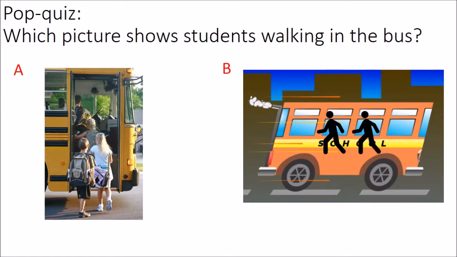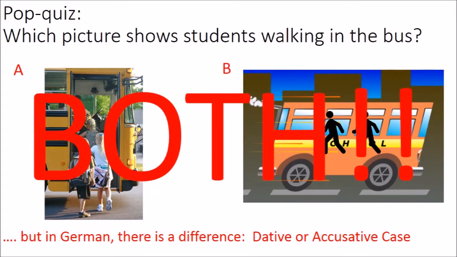Which of these pictures shows students walking in the bus? It's a trick question. Both A and B show students walking in a bus. However, in German, there's a difference to differentiate this ambiguity, and that is portrayed in the dative or accusative case.